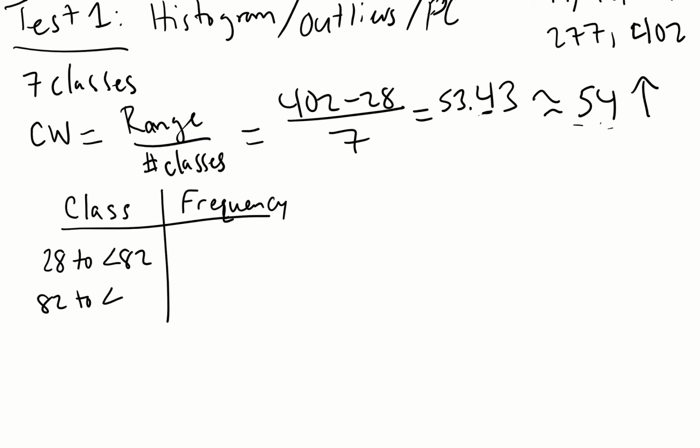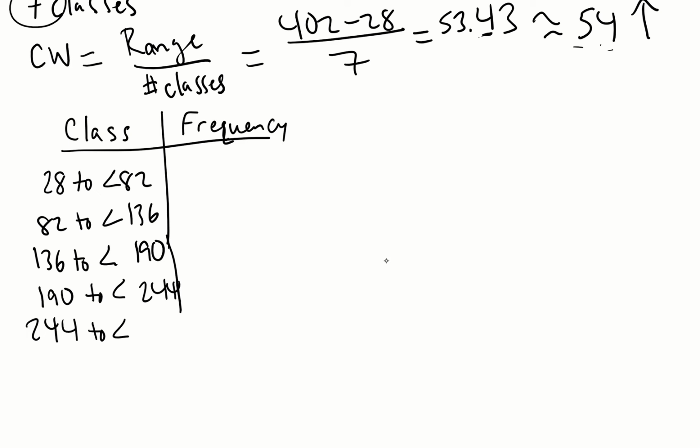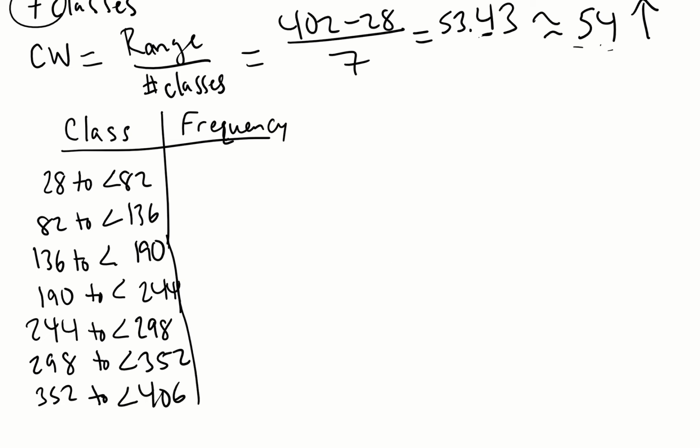Hold on, let me make sure this is right. Or rather 54, I said 24, sorry. 82 plus 54 is 136. And then you get 190, and we're going to continue until we get to 7 classes. That's how many classes we had. All right, we're almost there. So we got 352 to less than 406. So that's 2, 4, 6, 7 classes, okay?